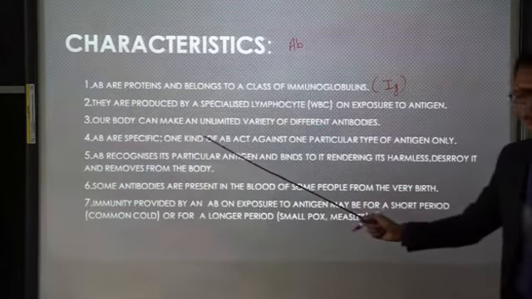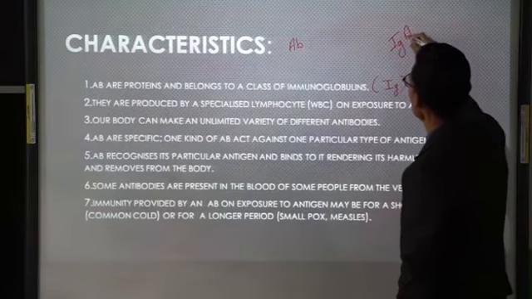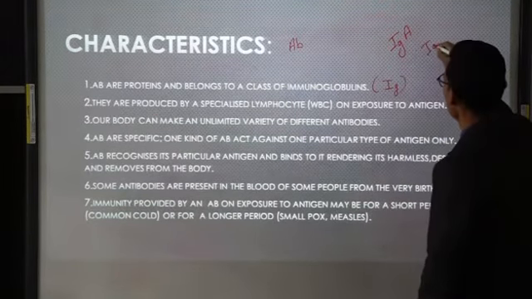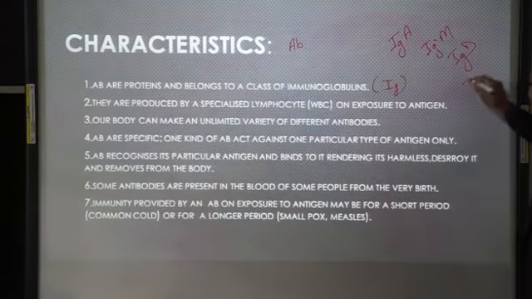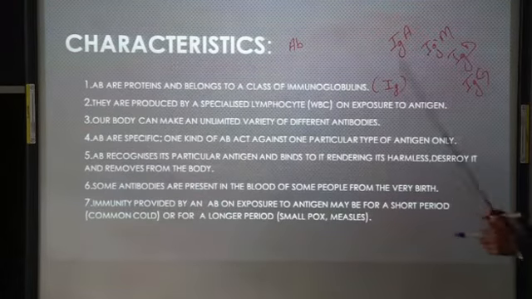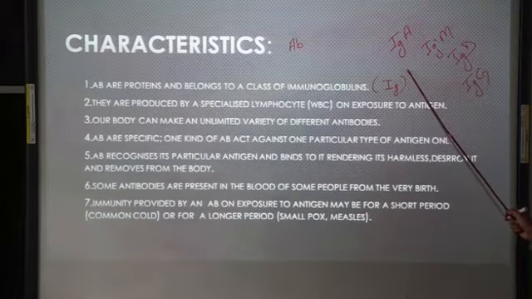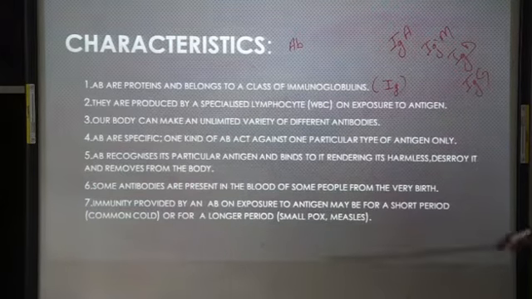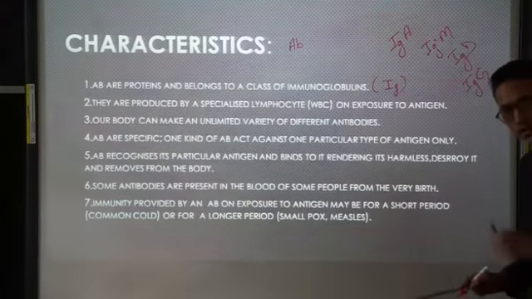Our body can make an unlimited variety of different antibodies. We have got different types of antibody. We have IgA, then IgM, IgG. So these are the different types of antibody which are produced in our body with the help of lymphocytes. Over here, Ig means immunoglobulin. Remember, Ig means what? Immunoglobulin. So IgA, IgG, IgM, IgD. These are the different types of antibodies which are produced in our body by the lymphocytes.